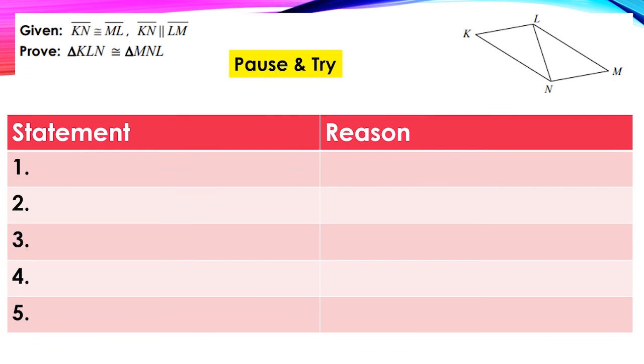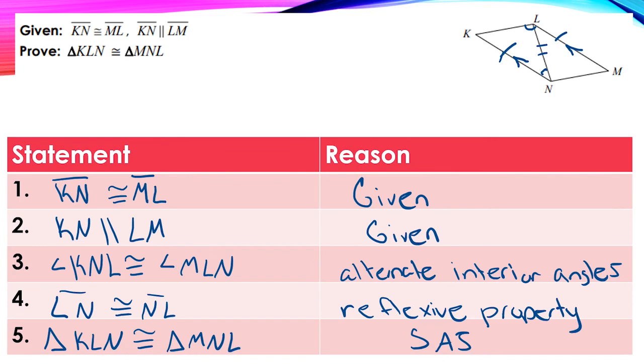Alright, so why don't you try this problem on your own? Go ahead and pause the video and try to prove these two triangles congruent. So hopefully, these are the answers here, or our proof here. Okay, so hopefully you got the information correct. Statements 3 and 4 can be switched out. So if you have those two statements flipped for 3 and 4, that is okay.